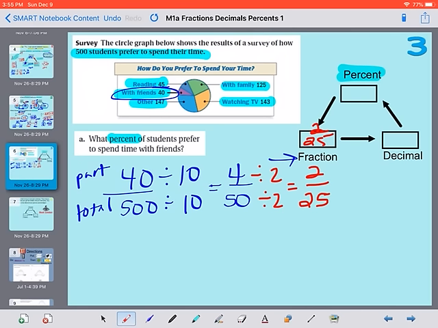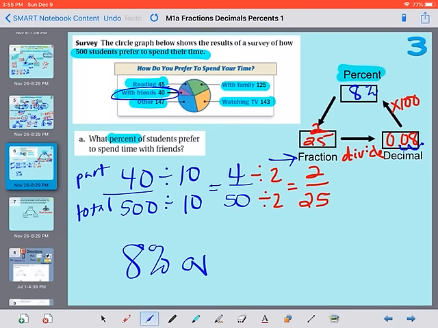When I plug that in my calculator to divide, I get 0.08 as a decimal. And then I need to multiply by 100 to get to my percent. Or we're moving our decimal 2 spots, which would give me 8%. So our answer, 8% of students prefer to spend time with friends.